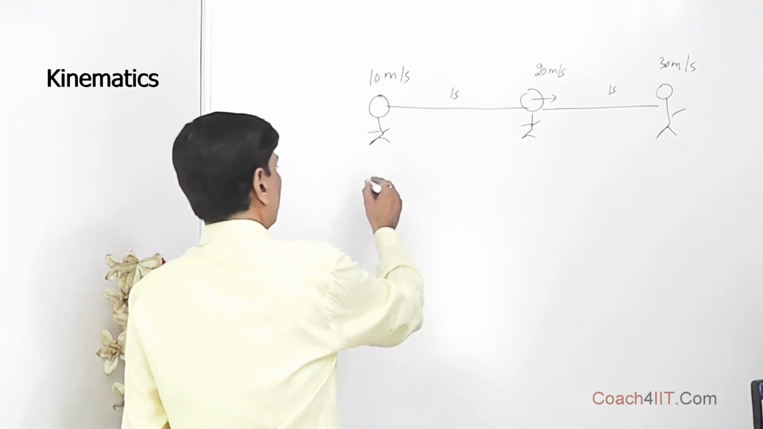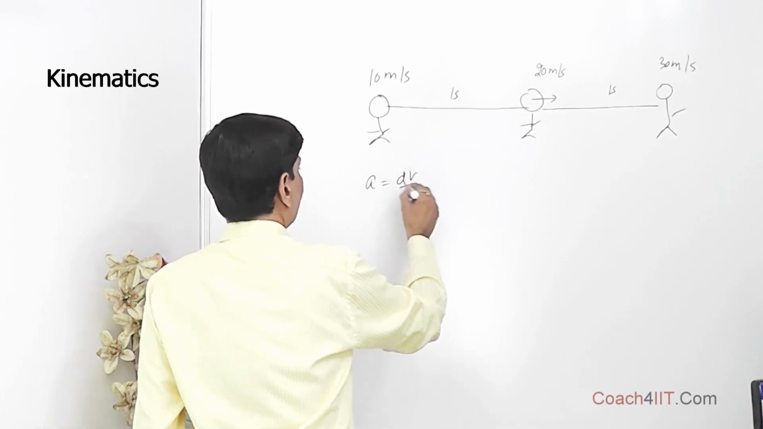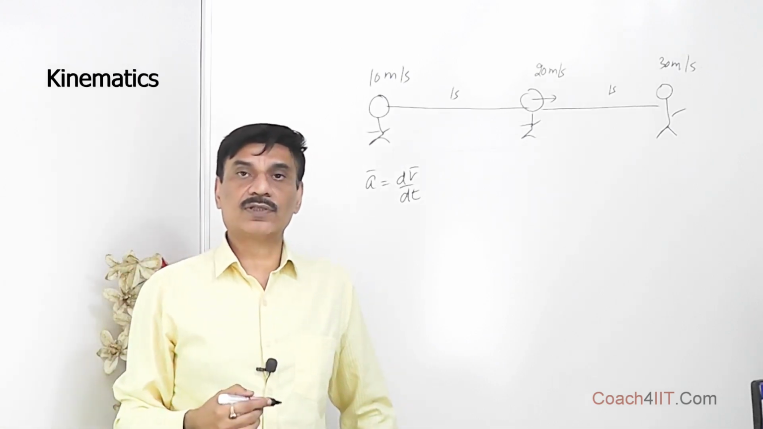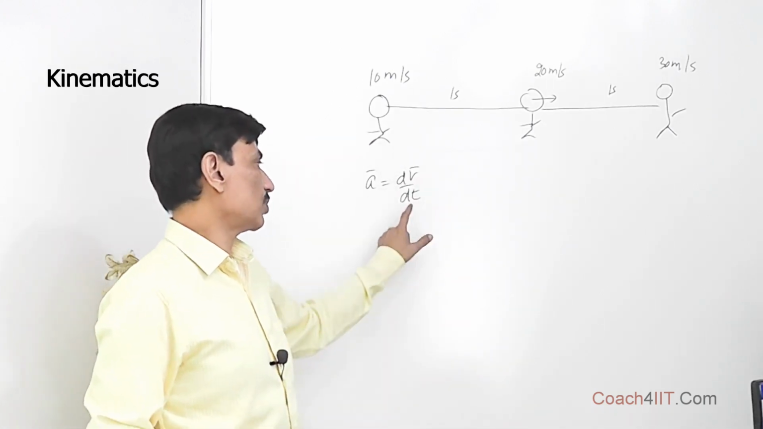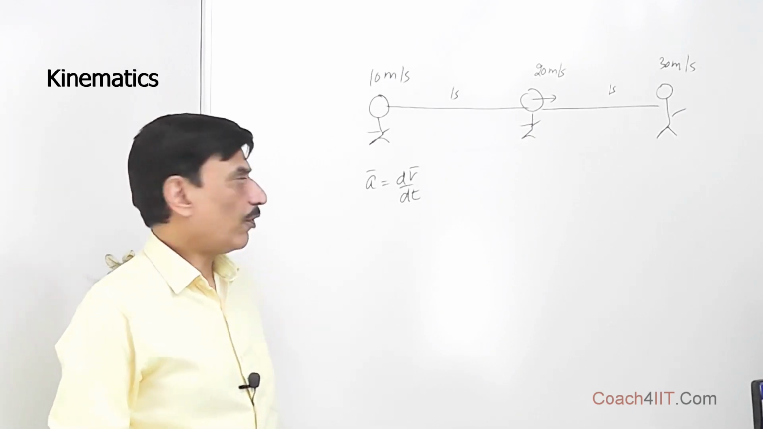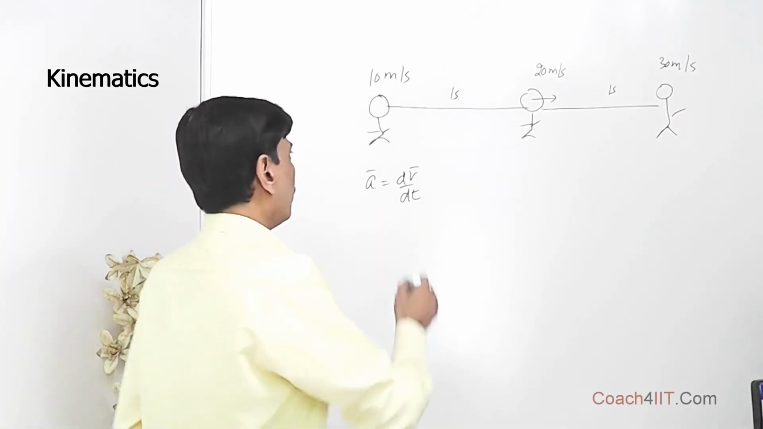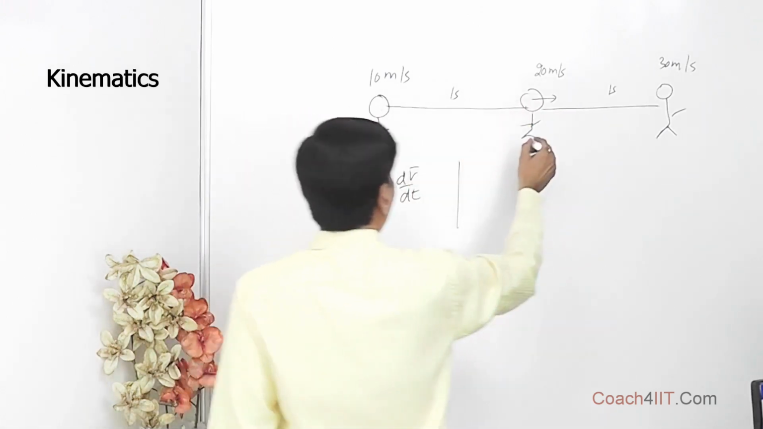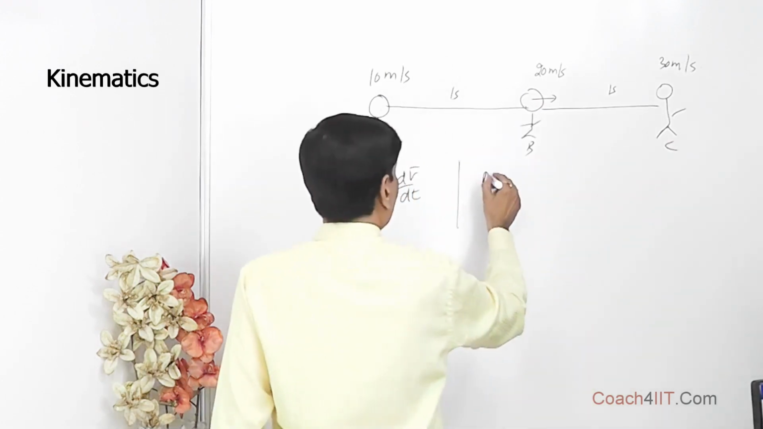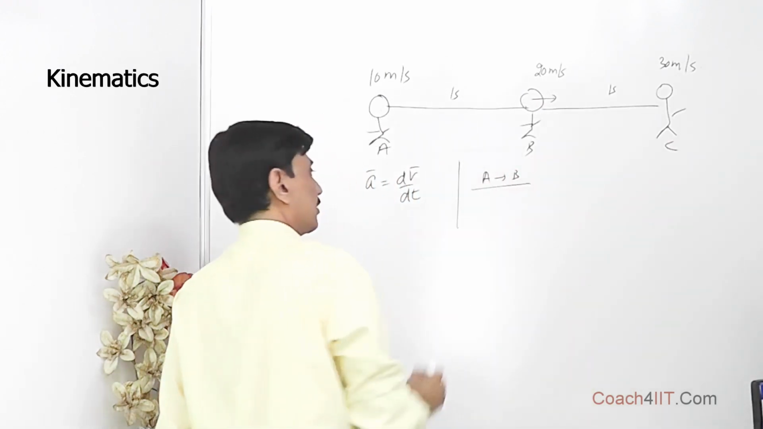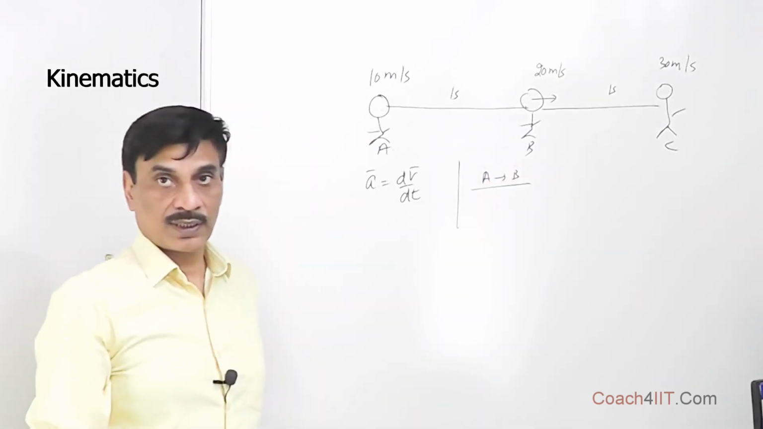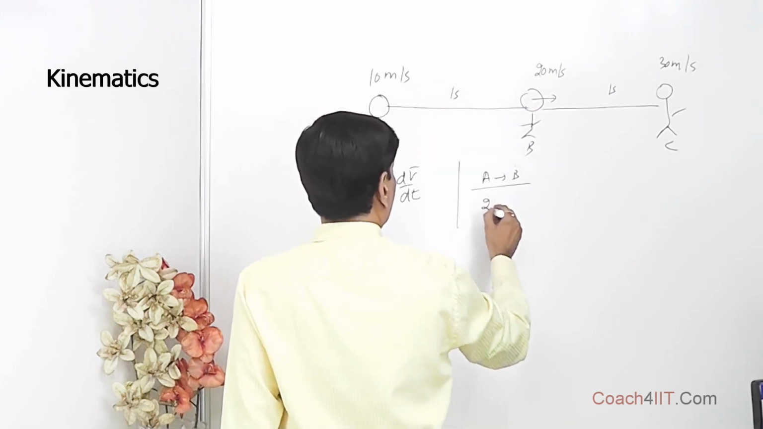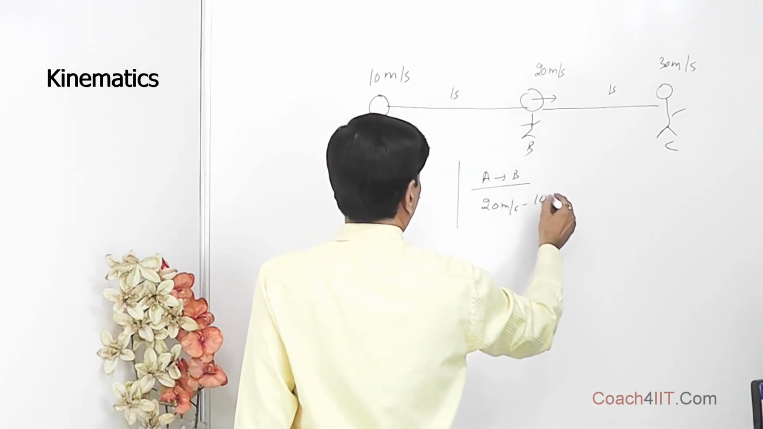Acceleration is the rate of change of velocity, given as dv by dt. This is a vector quantity, or we say it is the final velocity minus the initial velocity over time. dv stands for change of velocity and dt for change of time over a very small instant. If this is position A, this is B, and this is C, and we go from A to B, this is our initial point of observation and this is the final point. What is the change in velocity? It is this velocity minus this velocity, that is 20 meter per second minus 10 meter per second.